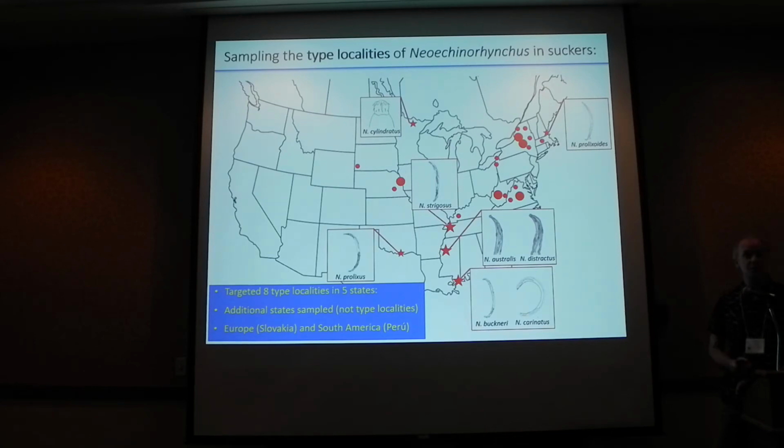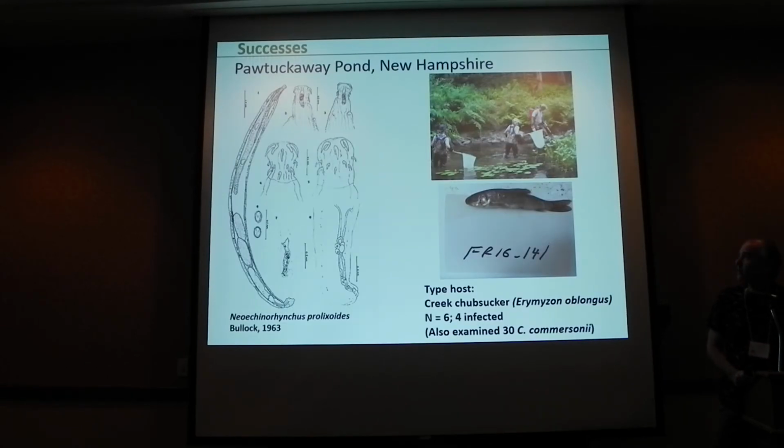So looking at the distance, you can see this was an effort. Who goes to Nebraska twice? Well, I'm from Nebraska, so that was me. The stars are the type localities. So there's 8 of them here, 8 different type localities in 5 different states. This map doesn't include, I told you it's a cosmopolitan genus, so I've also done work in Slovakia and in Peru to get these worms. But my focus here is North America and what might be going on in North American fishes.